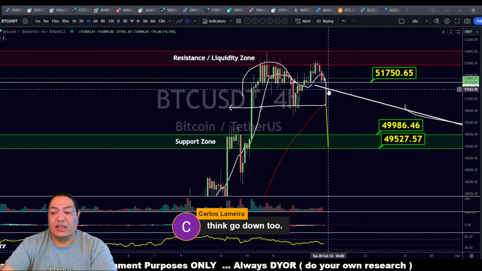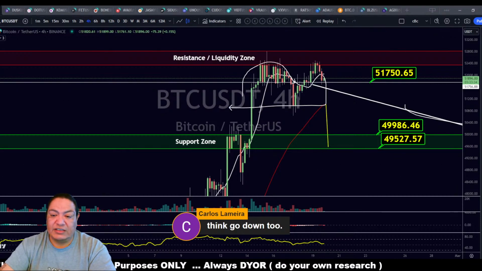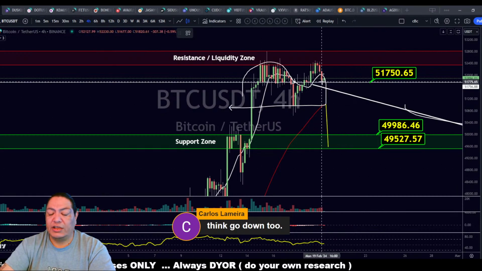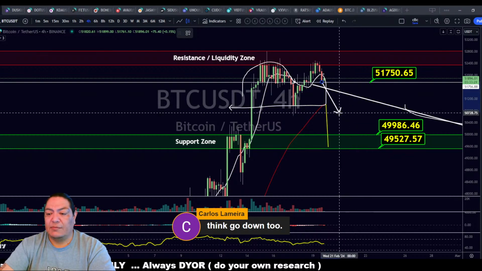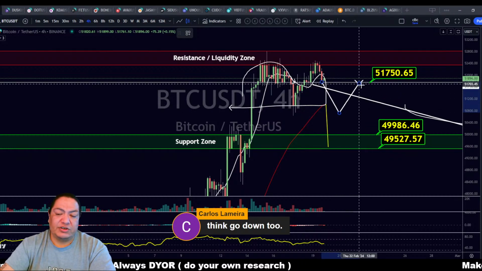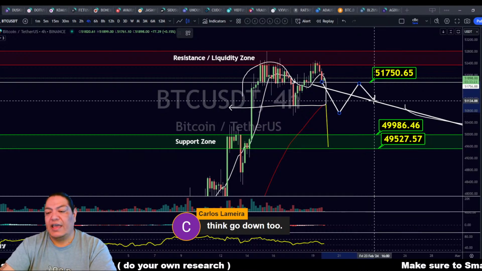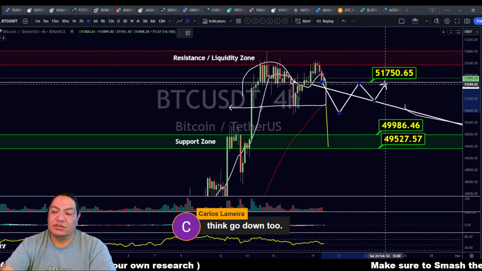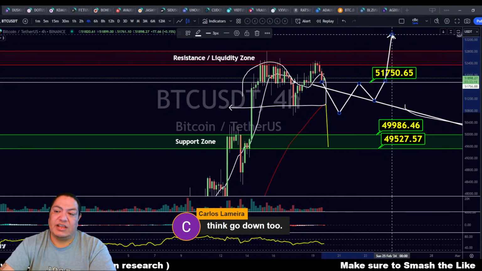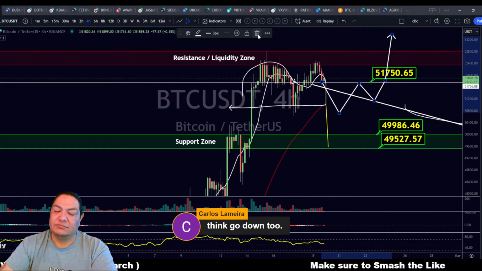If it does, and it's faked this out before, it could do this and then come up and get a bearish retest. Man, short city. Everybody's opening shorts, and then it fakes us out, and then liquidation city.